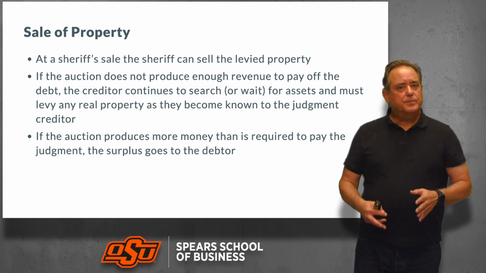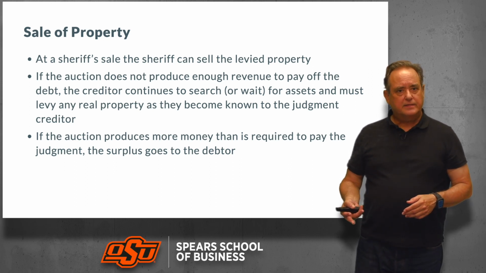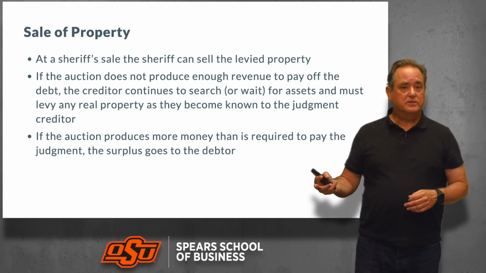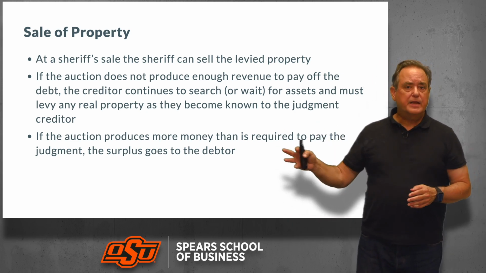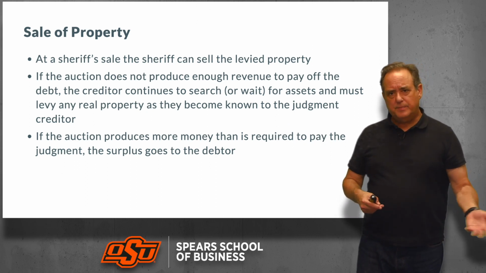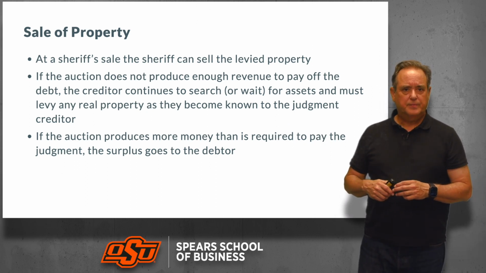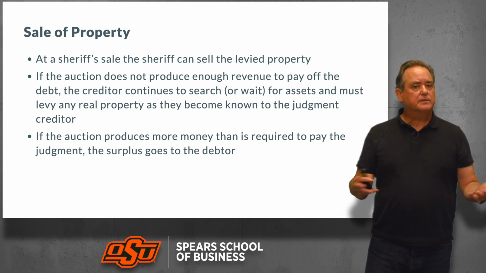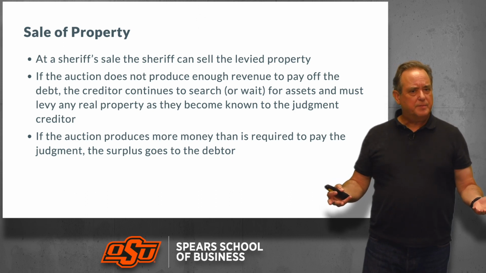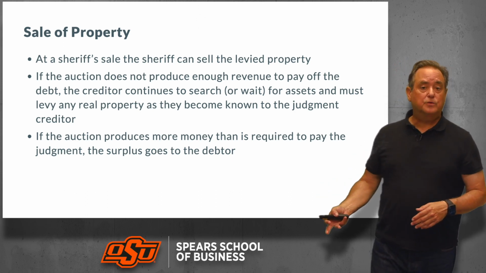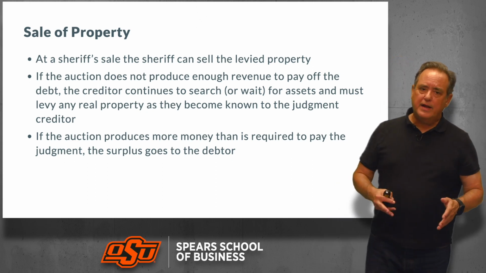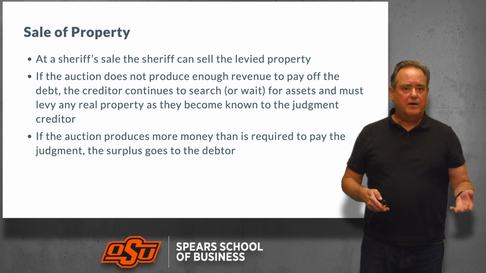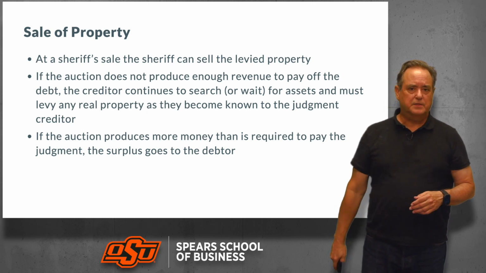If the auction doesn't produce enough revenue to pay off the debt, the creditor can continue to search for assets and they can levy any property as it becomes known to the judgment creditor. If the auction somehow produces more money than is required to pay the judgment, which realistically doesn't happen much, the surplus would then go to the debtor. But ordinarily, there's a deficit. The auction does not bring in the amount necessary to satisfy the judgment.